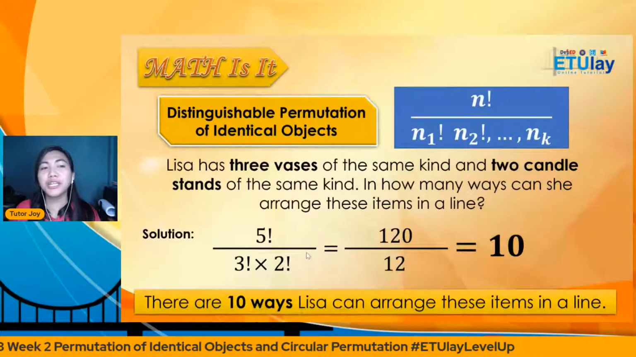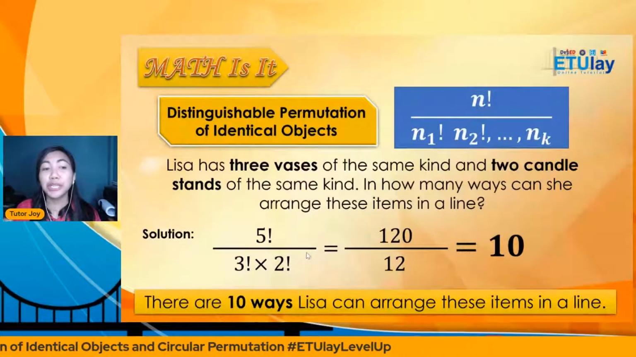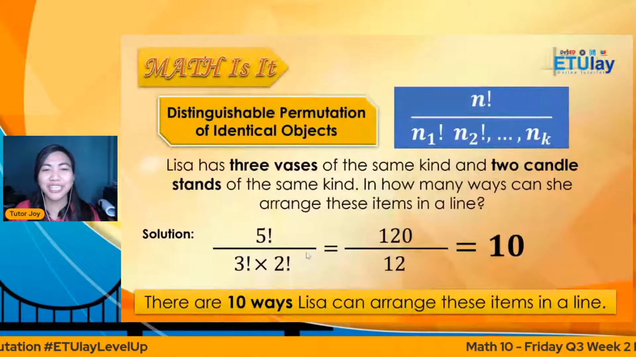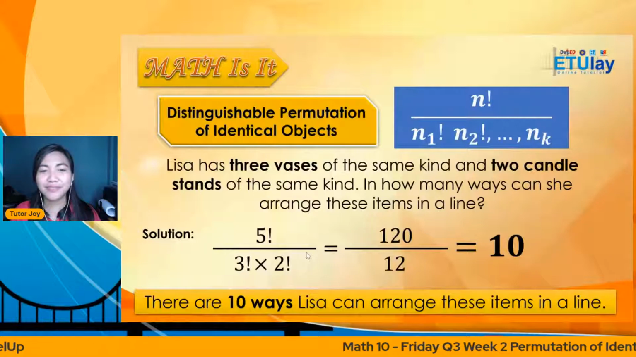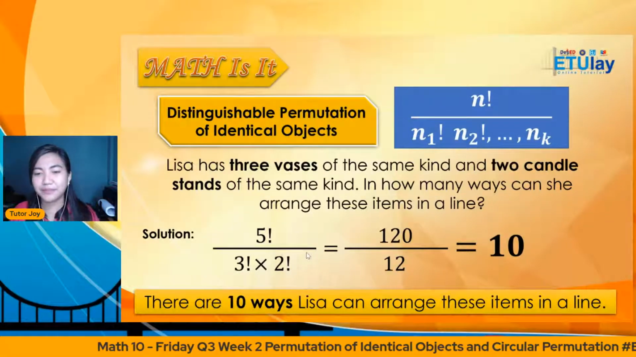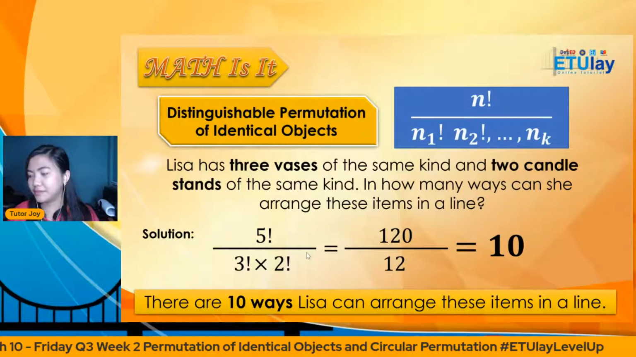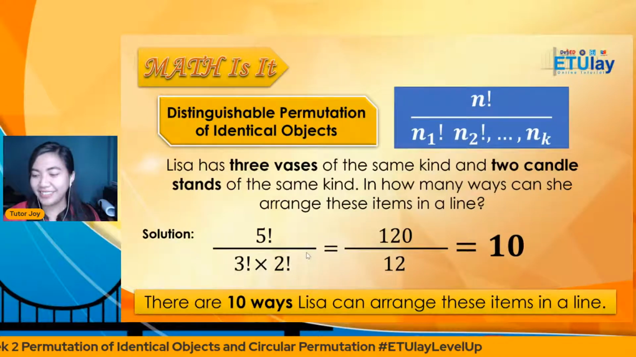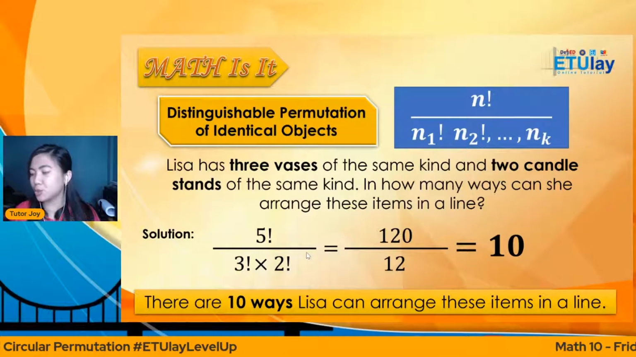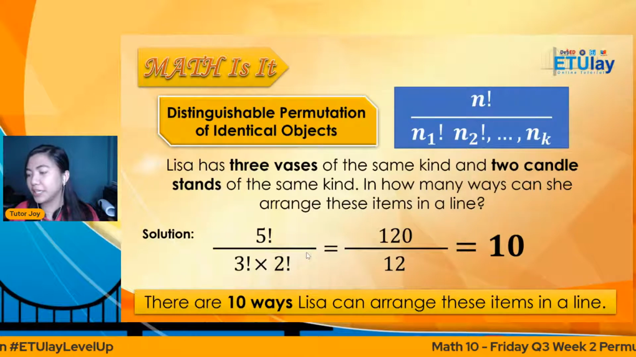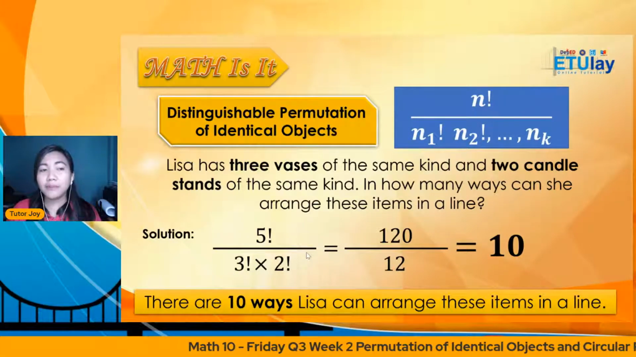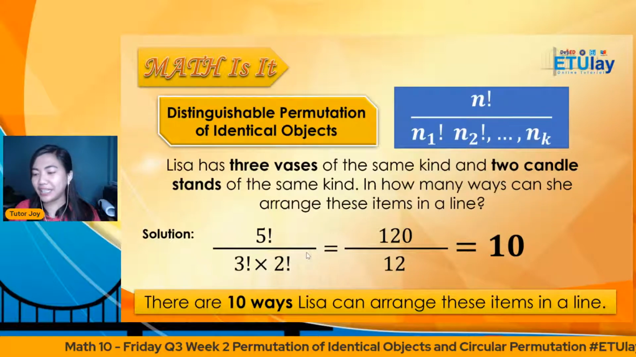Okay, now that we have learned about this distinguishable permutation of identical objects, let's call Tutor Ruel kasi meron pa siyang ituturo sa atin. Tutor Ruel? Ayan, mukhang malinaw naman. Kung malinaw, sige nga, press 2 while we are waiting for Tutor Roel. Kindly press 2 in the chat box kung malinaw ang topic natin about distinguishable permutation of identical objects.